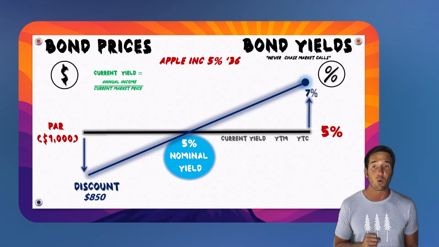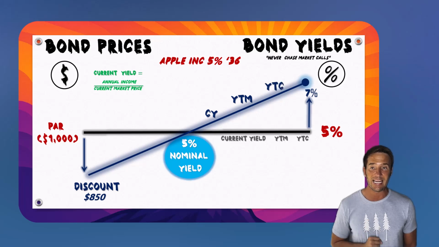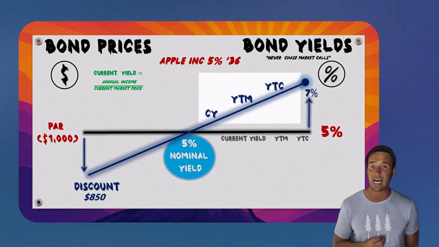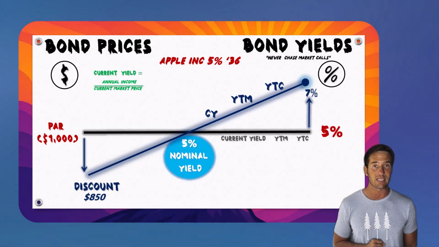So remember, the order of the yields always goes, never chase market calls. Well, we already have our nominal established in the middle. Then the CY, then the YTM, and now lastly the YTC. So what we can see from this is that all of these yields are slightly higher than the nominal. And why would that be? Well, let me go ahead and explain.